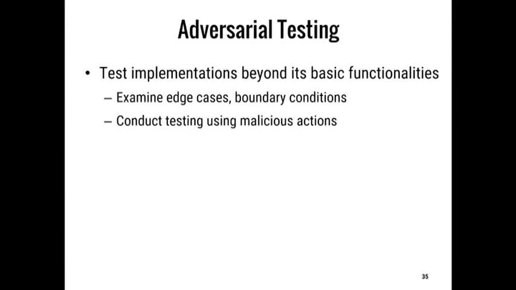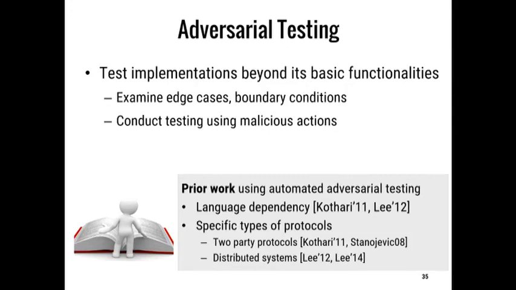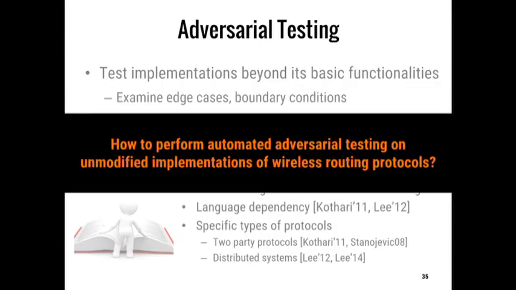We advocate for adversarial testing, which means testing implementations beyond their basic functionalities. To do so, we advocate for examining edge cases, boundary conditions, and conducting testing using malicious actions. There are some prior works that use automated adversarial testing, but they fall short for various reasons. Some have programming language dependency, whereas some were targeted at very specific types of protocols, and mostly wired protocols. So now the question becomes, how can we perform automated adversarial testing on unmodified implementations of wireless routing protocols?